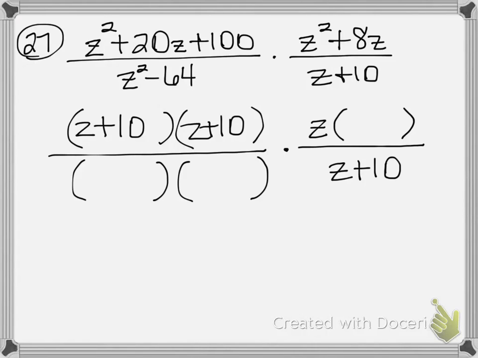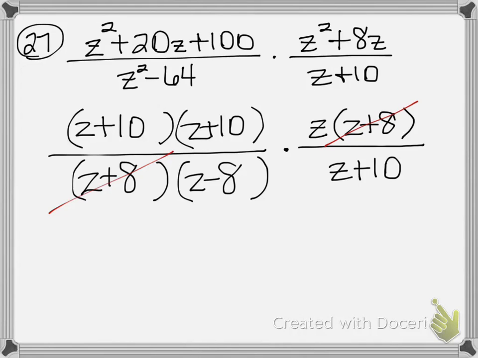z squared minus 64, difference of squares. So that's going to be z plus 8 and z minus 8. And my numerator of my second fraction, after I pull out the GCF z, I'm left with z plus 8. So now I can go through and cancel. So my z plus 8's cancel. z plus 10 cancel as well.